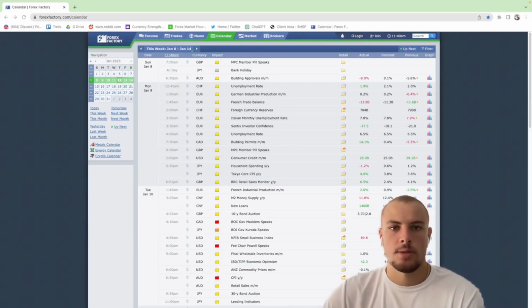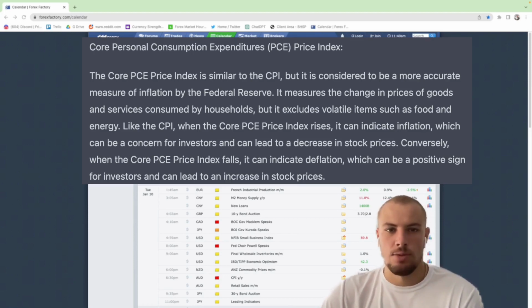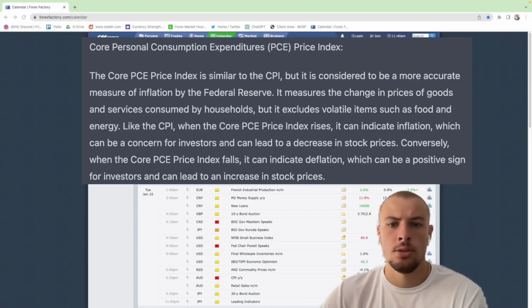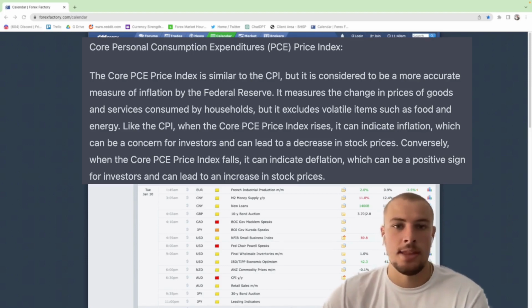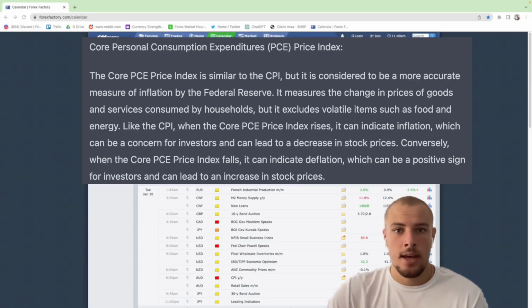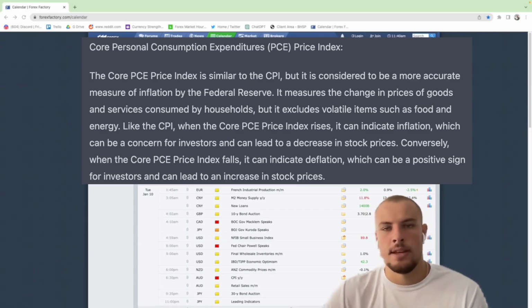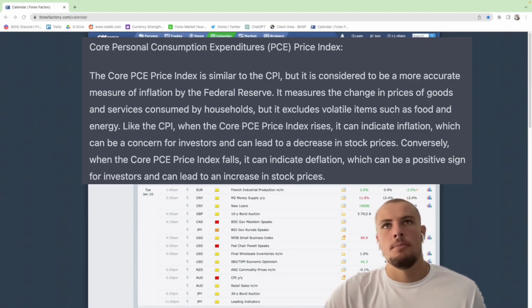The Core Personal Consumption Expenditures Price Index, right, the PCE Price Index, is similar to CPI, but is considered a more accurate measure of inflation by the Federal Reserve. It measures the change in prices of goods and services consumed by households, but it excludes volatile items such as food and energies. So basically the CPI is just breaking down the different costs between anything in the market, and it's kind of saying, look, things are more expensive now than before. But the PCE is like a little bit more detailed. It's saying this is the difference of prices between like main important non-volatile things. So it's generally a little bit lower and a more realistic indicator of inflation versus the CPI might be a little bit more loose, all right?